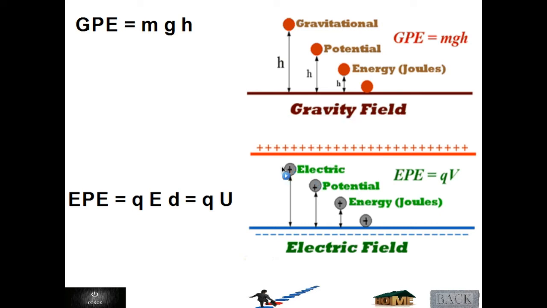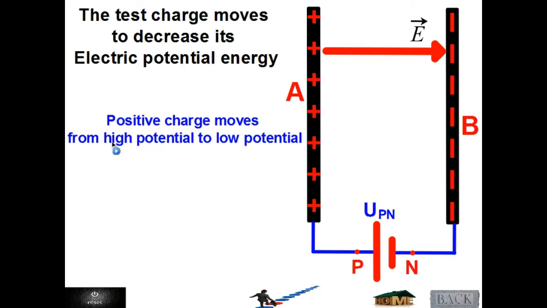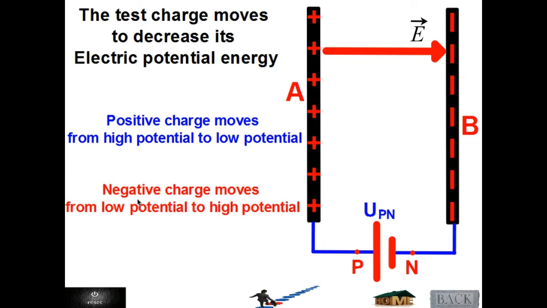Also electric potential energy. If we are dealing with a positive charge, it has more electric potential energy when it is far from the negative plate. And as it reaches the negative plate, then its electric potential energy becomes 0. Here, if we have a negative charge, as it is far from the positive plate, it has the higher electric potential energy. And as it moves toward the positive plate, its potential energy decreases. So the tested charge moves to decrease its electric potential energy. Positive charge moves from high potential to low potential. Negative charge moves from low potential to high potential.